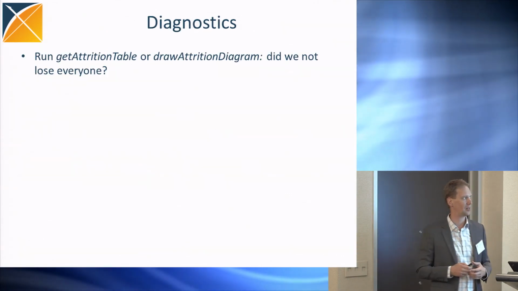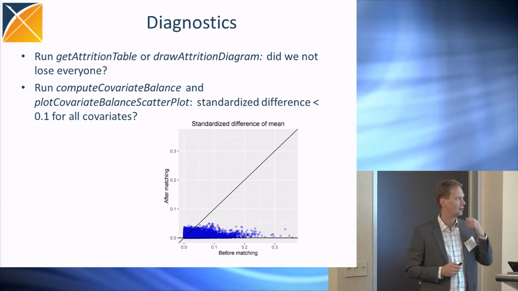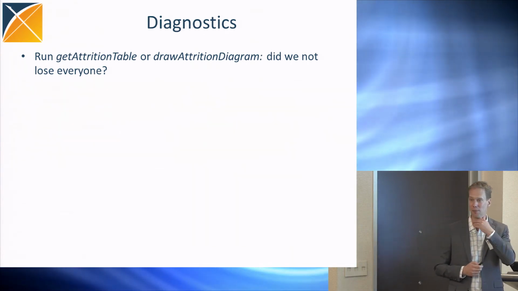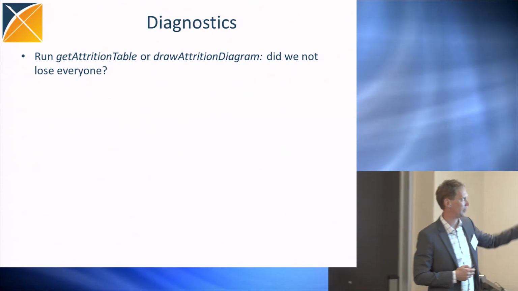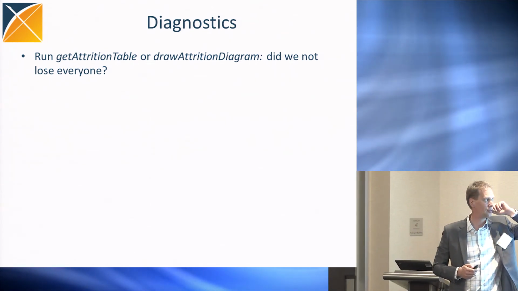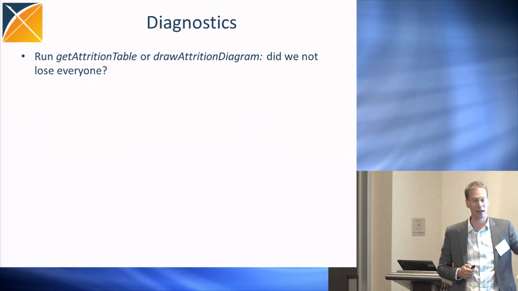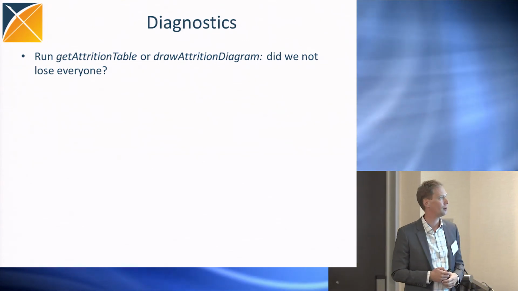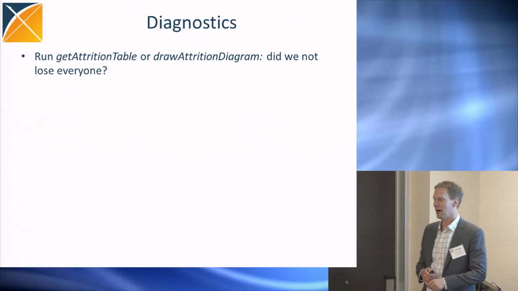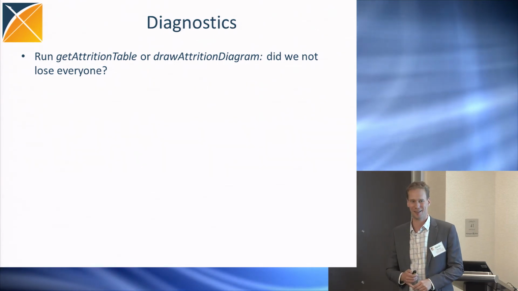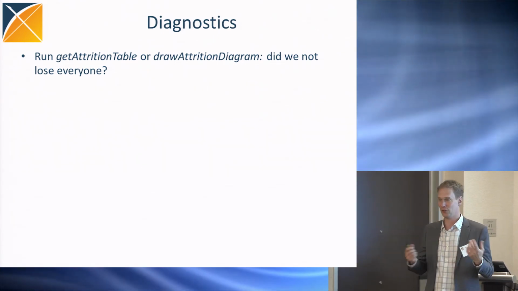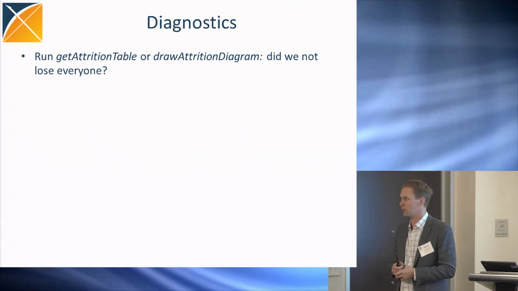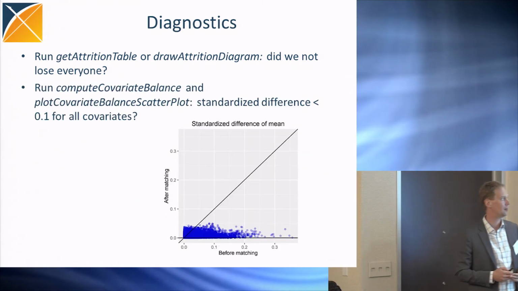All right, but anyway. So diagnostics for this particular step, for the matching, the trimming, and the stratification. Again, you can use the attrition table and draw attrition diagram function to see whether you still have any people left. Because if the two groups are very, very different, and you say, I want to do trimming, then if you trim to equipoise, you just lost everybody.